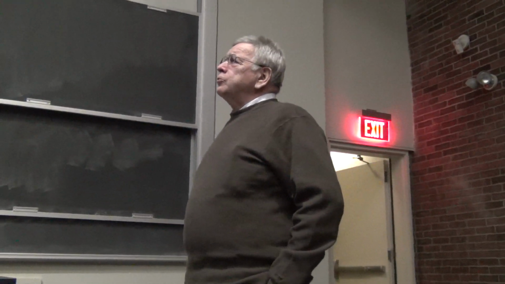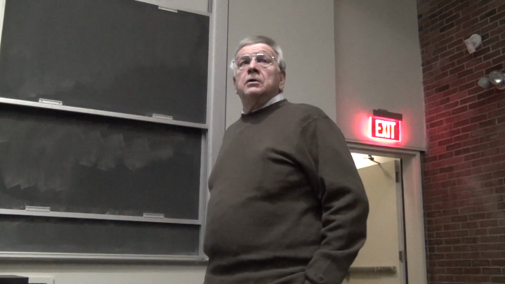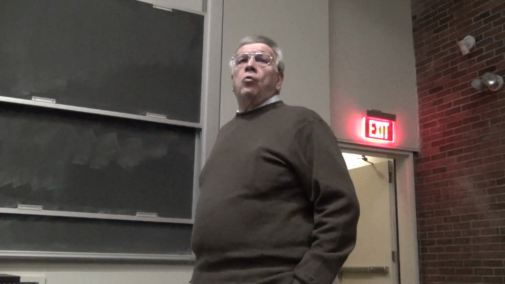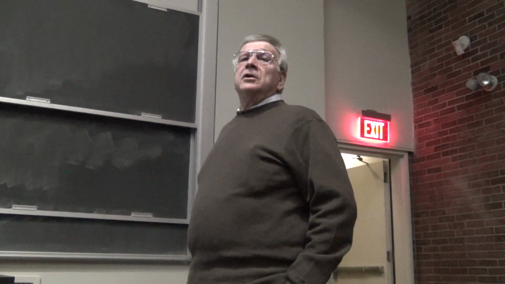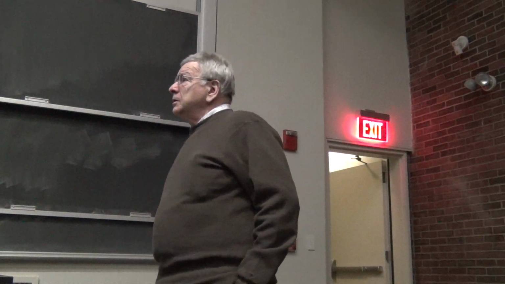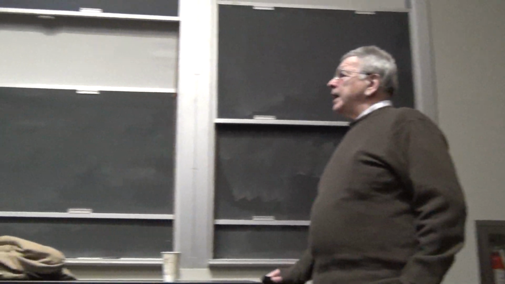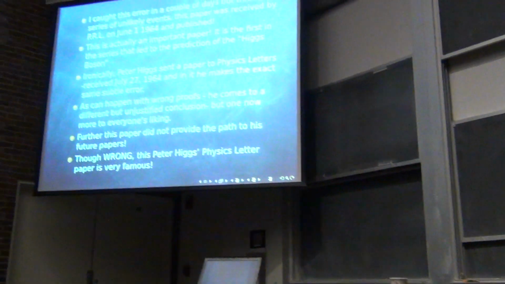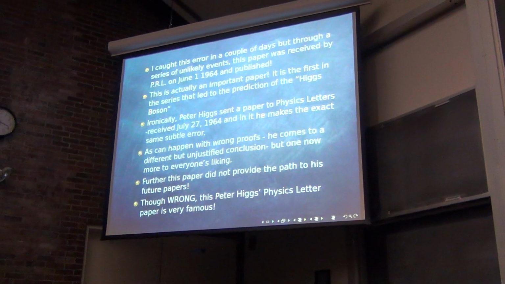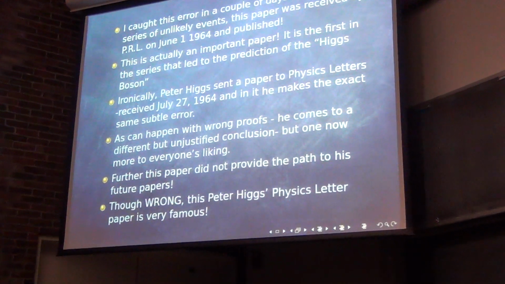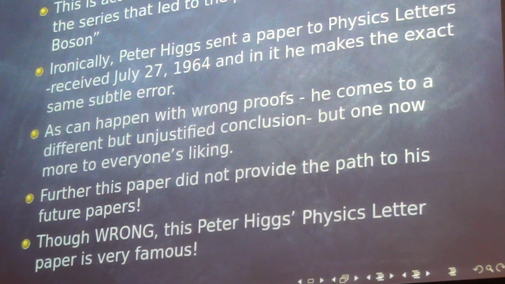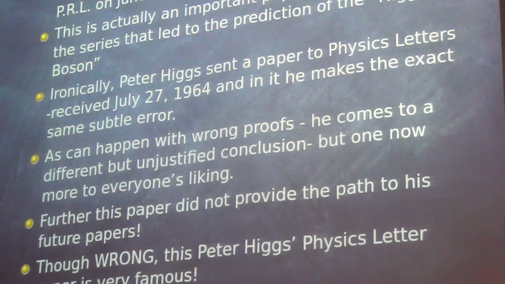But this was an important paper because it was a key to this whole issue of why there is what's now called a Higgs boson. Now, Peter Higgs, who was working in Edinburgh, who I'd never met, didn't meet till later, never even heard of, sent a paper off to Physics Letters. I don't know when he sent it. It was received July 27th of 1964, much later than my paper turned out to be published. And guess what? He had made the same subtle error.